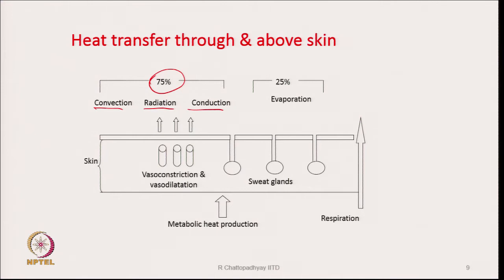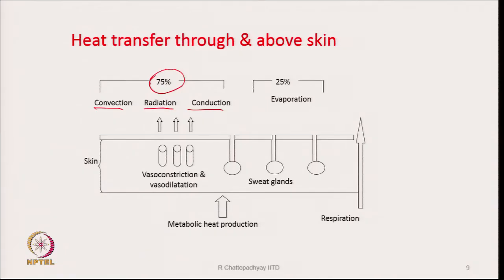So, body heat is there in the core part of the body. It will get transmitted through the flesh and bones and will reach the skin, and then from the skin it will escape into the surroundings. And convection, radiation, conduction, all 3 modes could be present, and through these 75% of the body heat will escape.